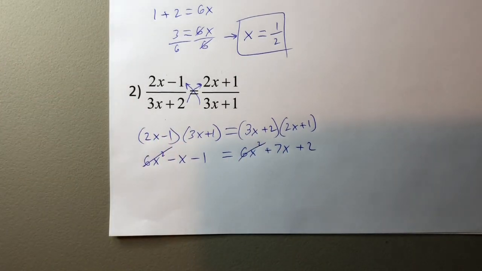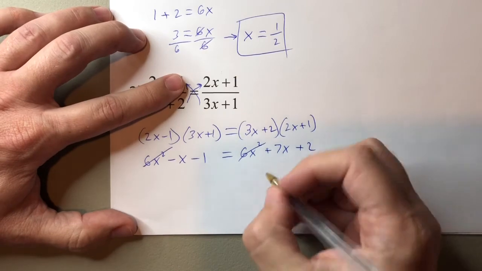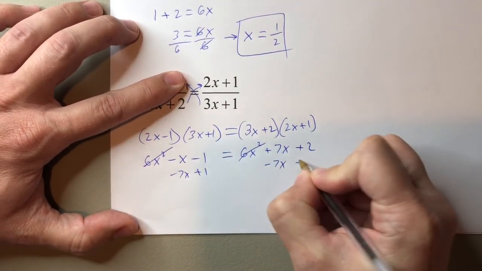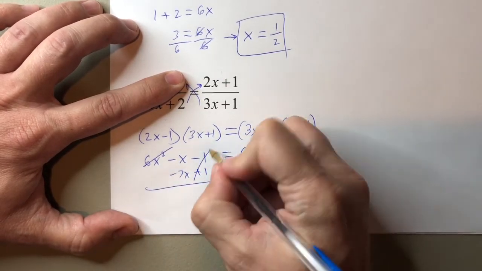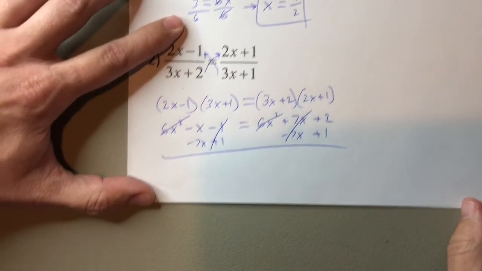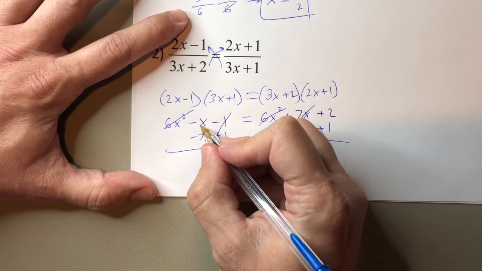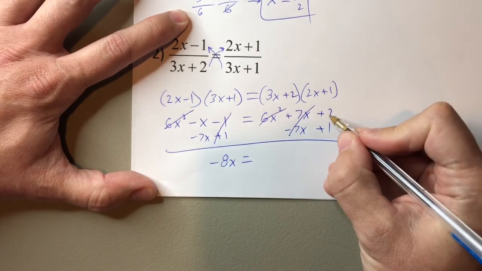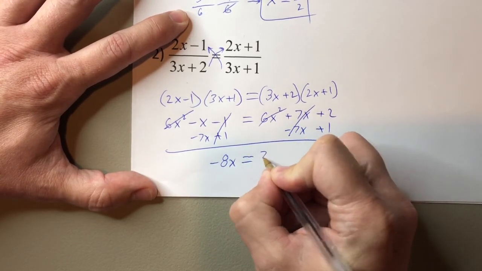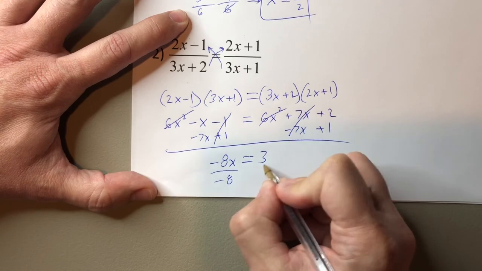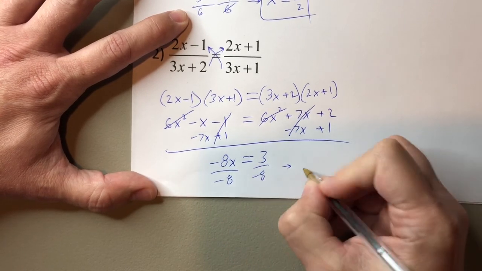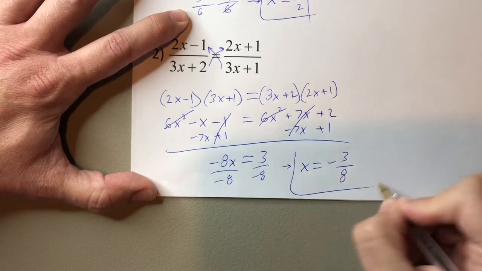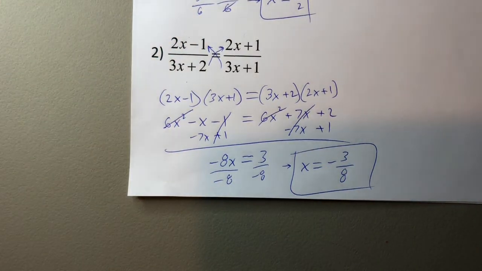Now we have a situation we've seen many times. Let's go ahead and finish this up. I'm going to subtract 7x from both sides. I'm going to add 1 to both sides. That would allow me to cancel those out. And then negative 1x minus 7x is negative 8x. 2 plus 1 is 3. I would now divide both sides by negative 8. And therefore, my answer would be negative 3/8. All right, finish with example number 2.